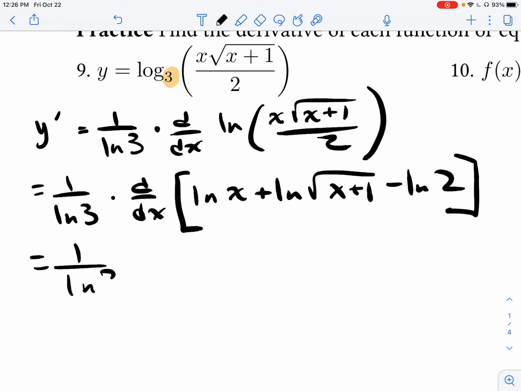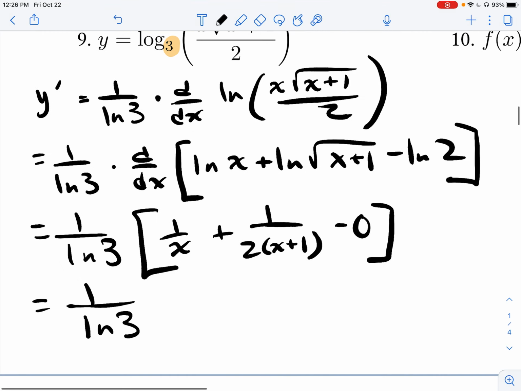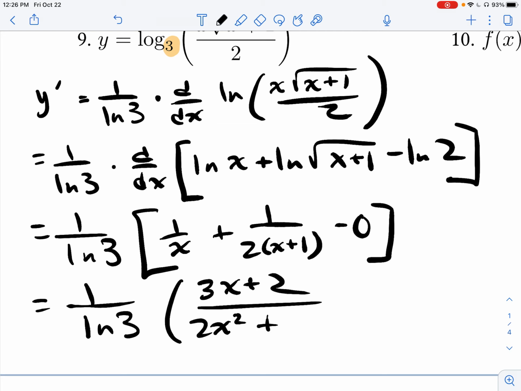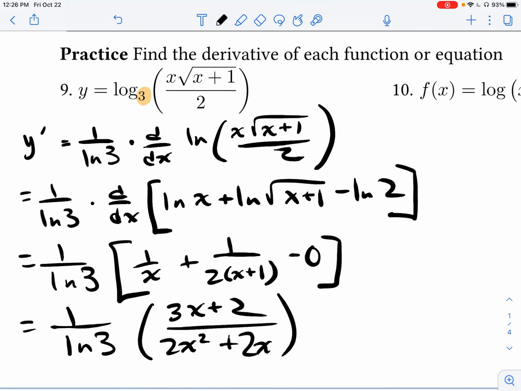Which then allows me to rewrite it as the following. Let's go ahead and differentiate each term. The derivative of the natural log of x is 1 over x. The derivative of the natural log of root x plus 1 is 1 over 2 times x plus 1. The derivative of any constant, which the natural log of 2 is, is 0. And then I can simplify this nicely to the following. This would just be 3x plus 2, all of this over 2x squared plus 2x. All right, so hopefully this helps give an understanding of how to find the derivative of natural log functions and logarithms of any other base.